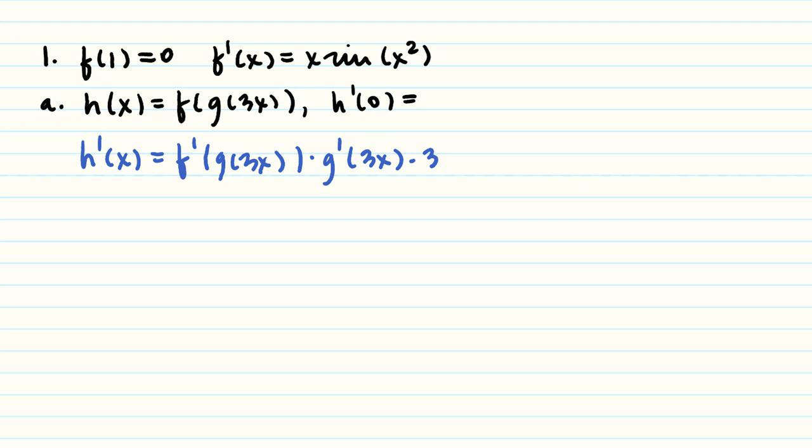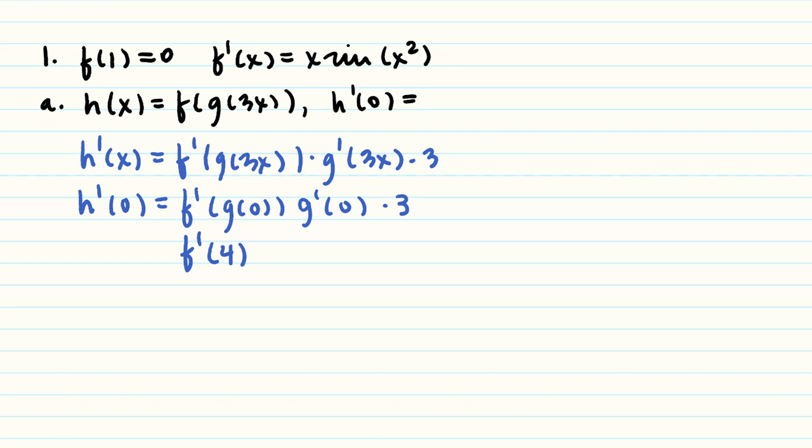All right. Then h prime of 0 is going to be f prime of g of 0 times g prime of 0 times 3. And then all of the g of 0, f prime of that, and g prime of 0 is all stuff I'm looking up on the table. So g of 0 was 4. So f prime of 4, g prime of 0 is looking like -7, and then times 3.